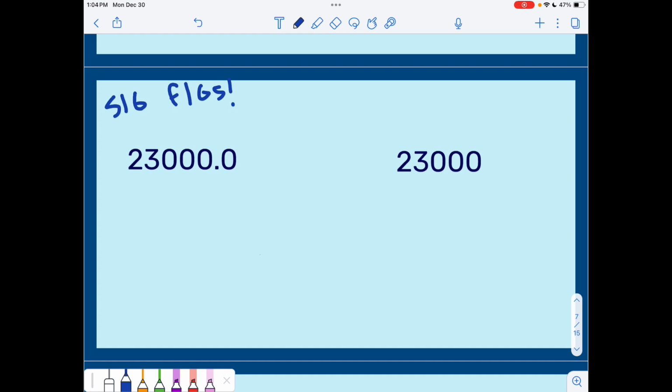So both of these values are valued at 23,000. The only difference is the number on the left has a 0.0 and the number on the right does not have that. But both of their values are the same. They're both 23,000. The only difference is the amount of Sig Figs that the numbers have. So the number on the left has 1, 2, 3, 4, 5, 6, 6 Sig Figs. And the number on the right has 1, 2.